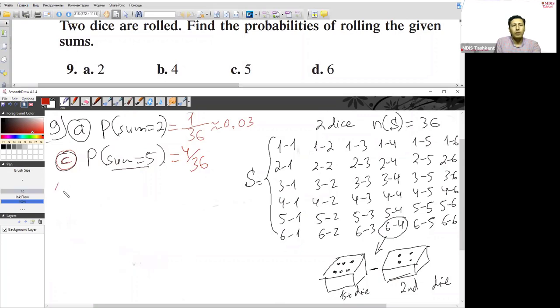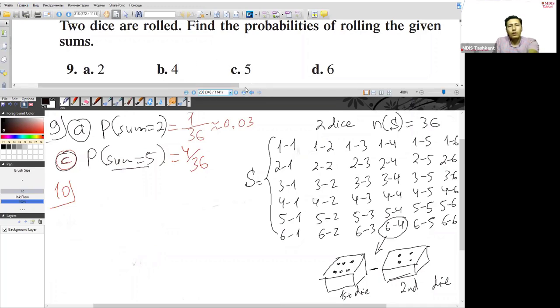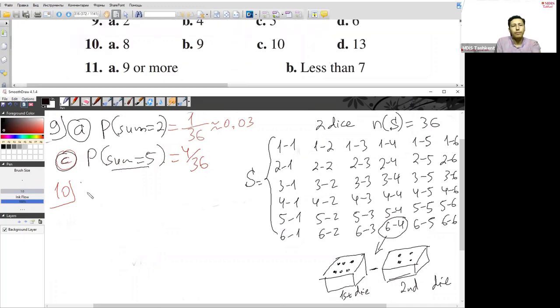So number 10, 10B. Find the probability of sum equal to 9. So sum equal 9. Which sum is 9? Here 6 3, 5 4, 4 5 and 3 6. How many? 4. We have 4 out of 36.